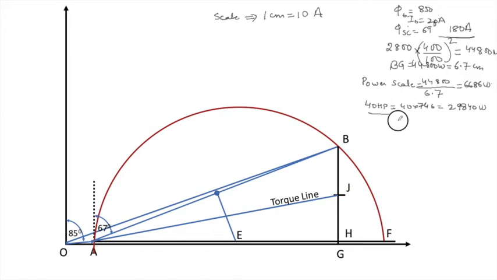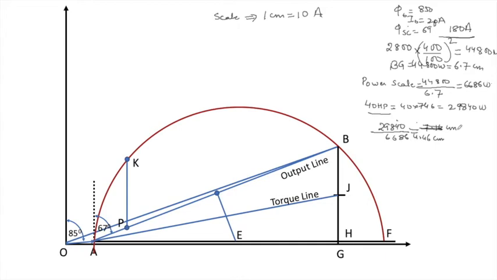The length of the line can be found with the help of the power scale. When we divide 29840 by the power scale, that is 6686, this comes out to be 4.46 centimeter. So this line is the output line, and this 4.46 centimeter line we have to draw such that it touches the output line and the circle. That will be marked as PK, which gives the rated output.